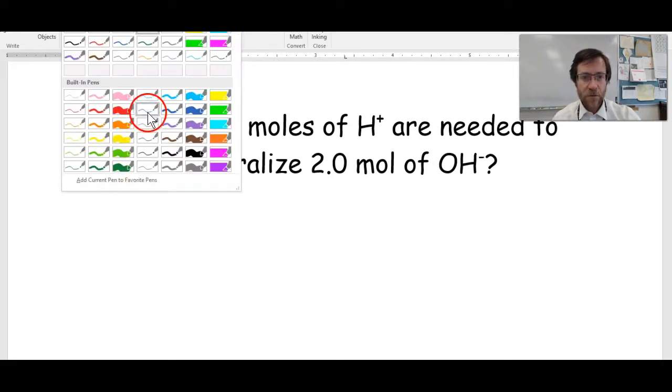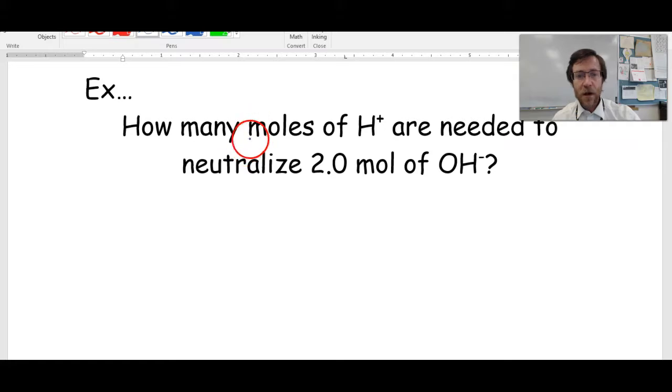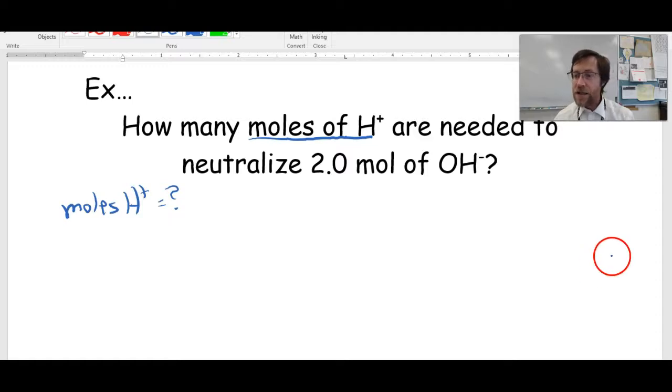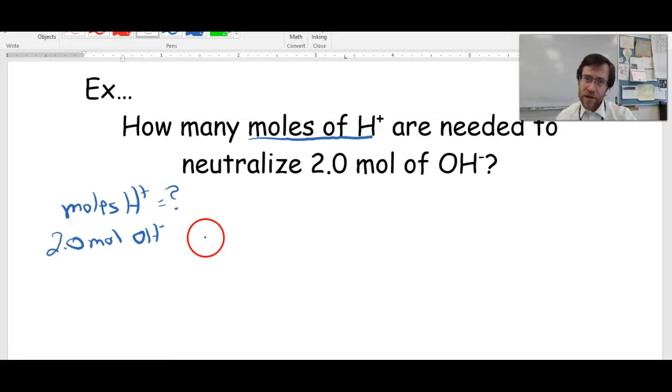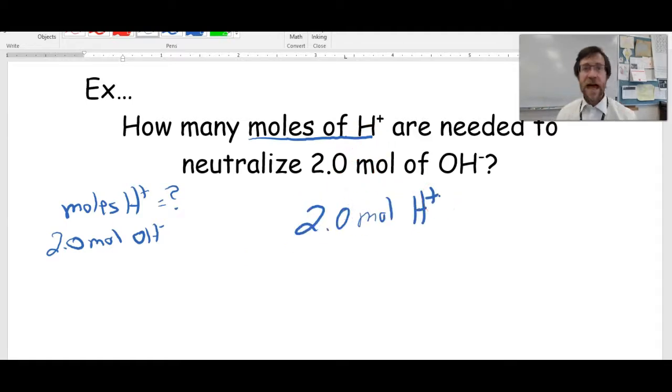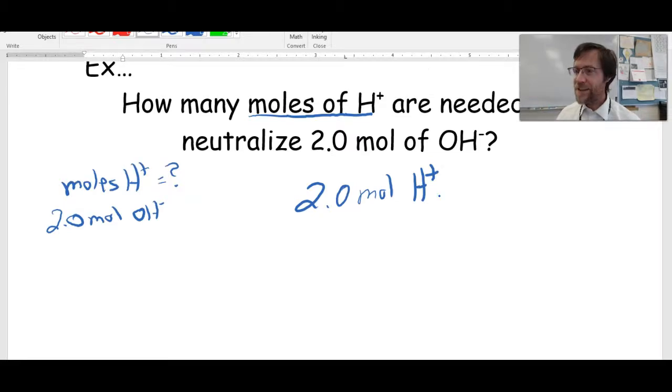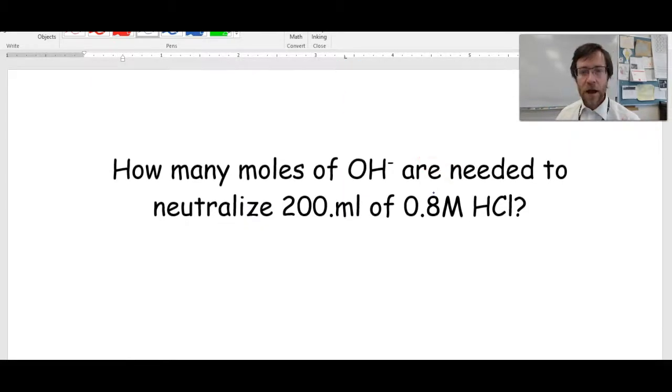Let's do it with this color blue. Okay, so how many moles of hydrogen ion? That's my question mark. I know that because they're asking how many are needed to neutralize 2 moles of OH. Okay. All right. Well, this one, there shouldn't be any math in this one because we know that it is 1 hydrogen to 1 hydroxide. The answer is 2.0. It has to be that because hydrogen and hydroxide react in a 1-to-1 ratio. Delightful.